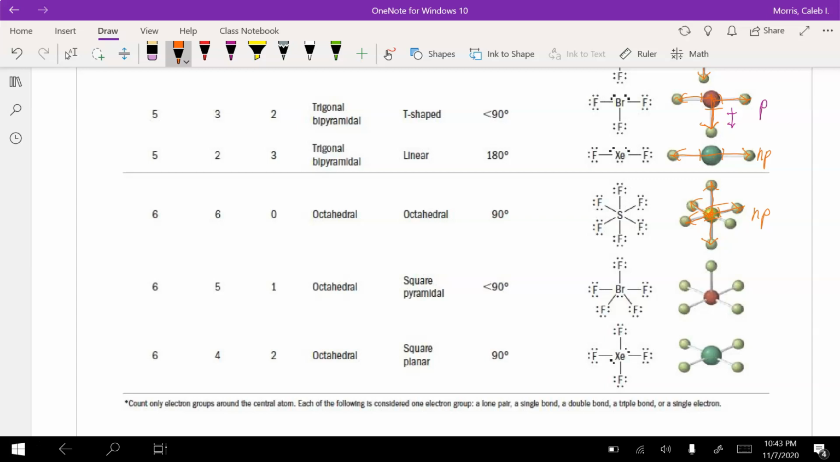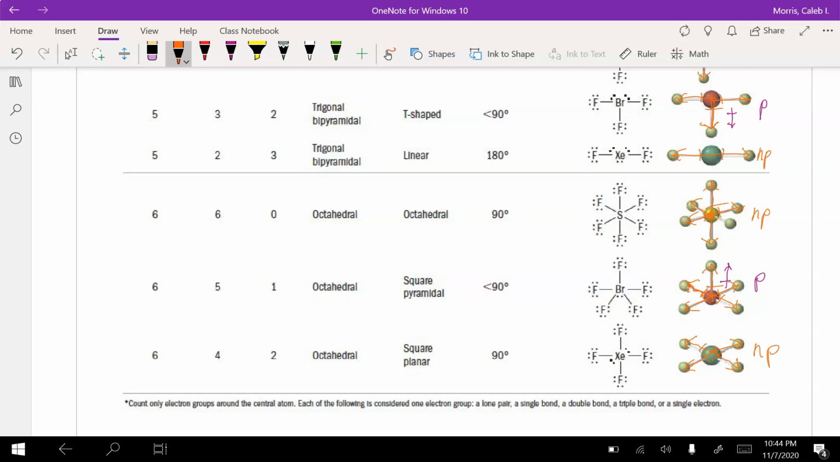All right, BrF5, well, all of those in the square base cancel out, but there's one more going up. That gives us a net dipole pointing up, which makes it polar. And then finally, XeF4, these dipoles all oppose each other, cancel each other out, therefore it's nonpolar.